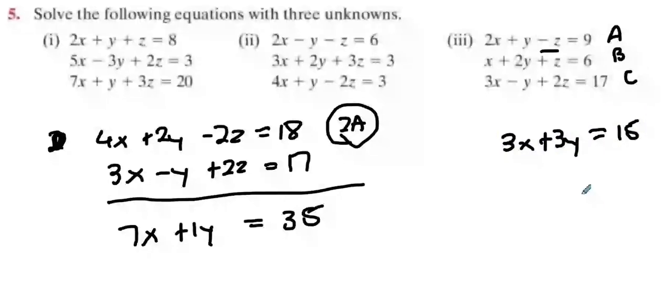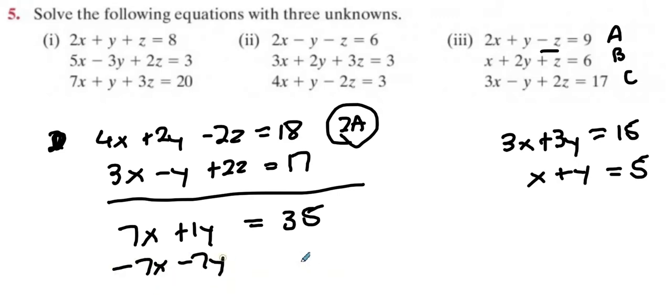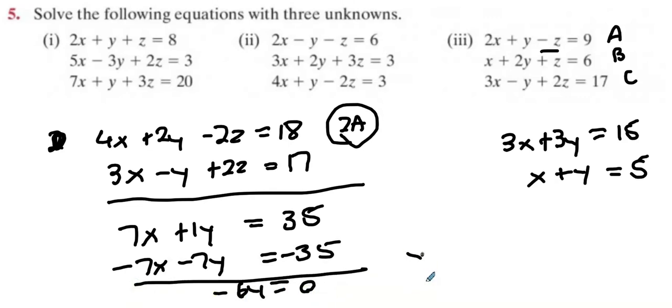Can I divide this one by 3? What do I get? 5. Keep an eye on me, I'm being a bit dodgy today, like most days. Now, I'm going to multiply this one by minus 7, is it? So I got minus 7x minus 7y minus 35. What does that mean? Minus 6y equals 0, ergo y equals 0. And if y equals 0, what does x equal? 5.